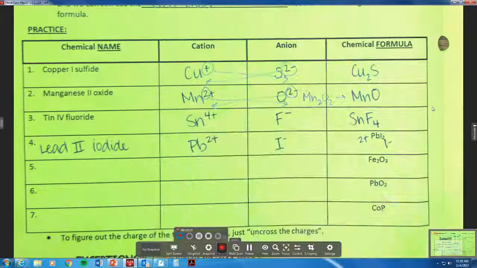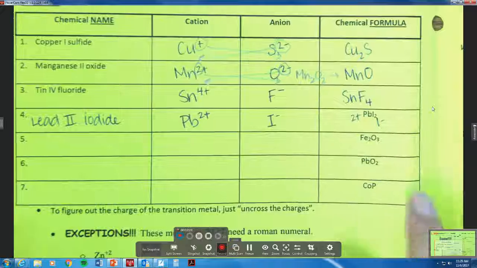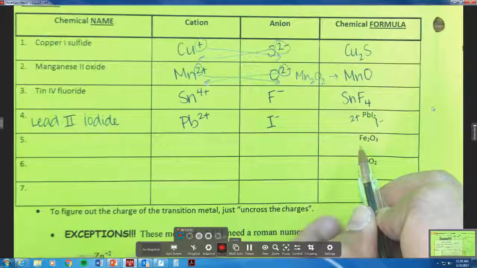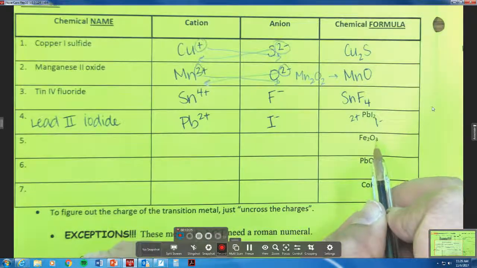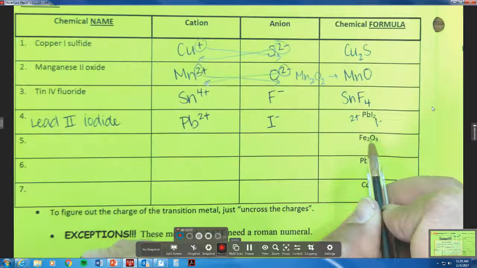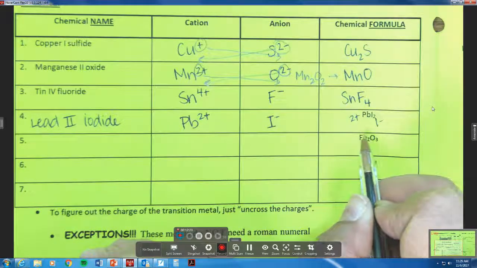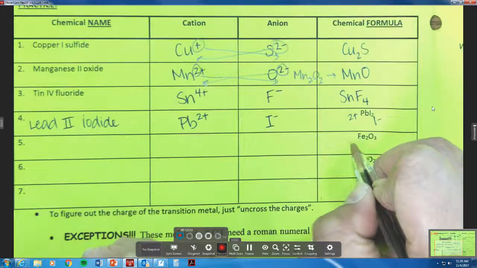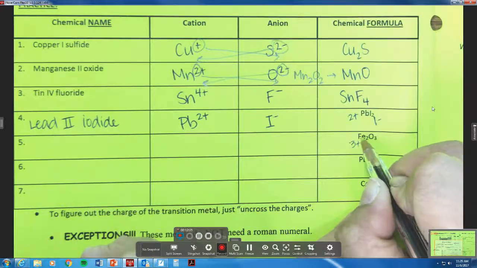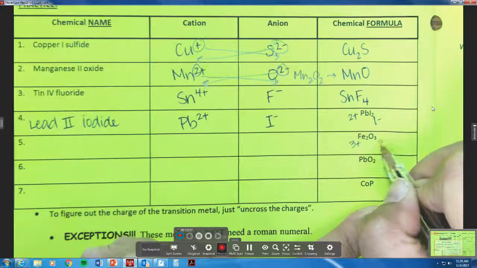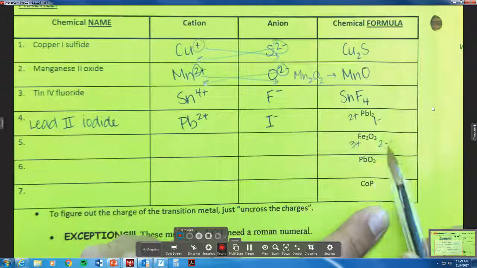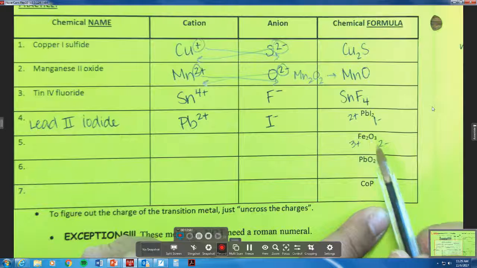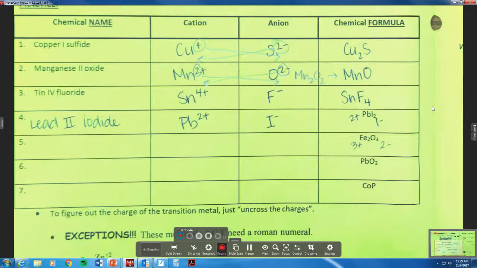Iodide. Okay, so the next one, we have iron and oxygen. Remember, your subscripts are now going to become the charges for the opposite element. So iron is going to have a charge of 3 positive, and oxygen is going to have a charge of 2 negative. Okay, is that correct?